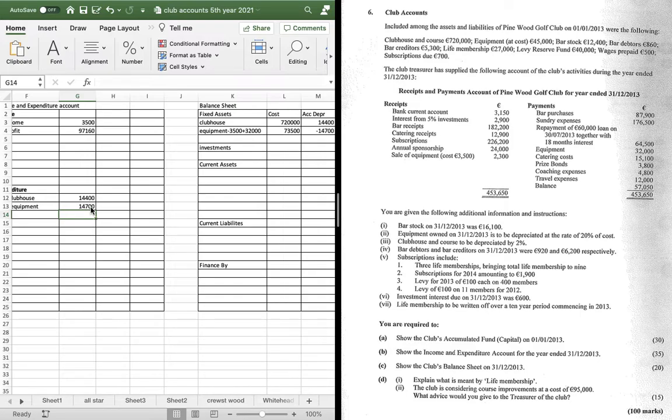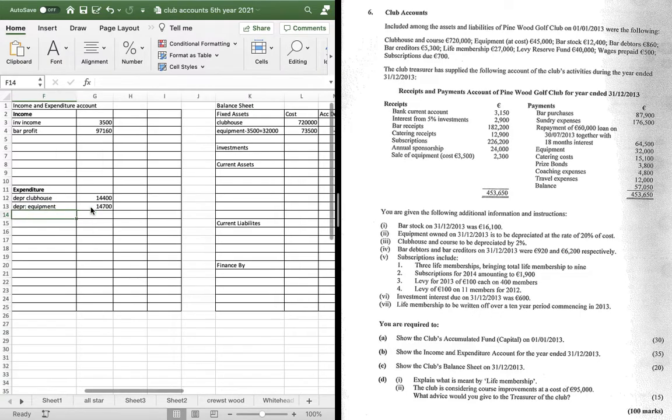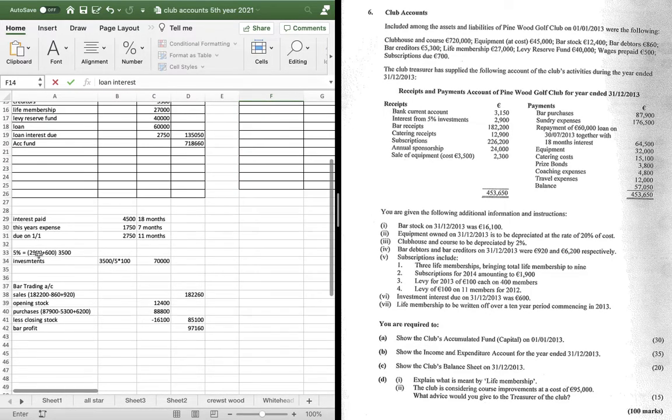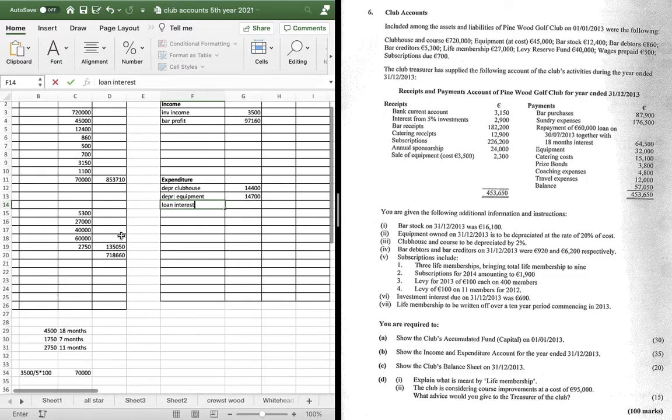Just before I go any further, I'm going to put the loan interest from my earlier working. So the loan interest is this year's one, so it's 1750. Again, that's an easy enough thing to forget when you do that working, so you should probably put it in straight away.